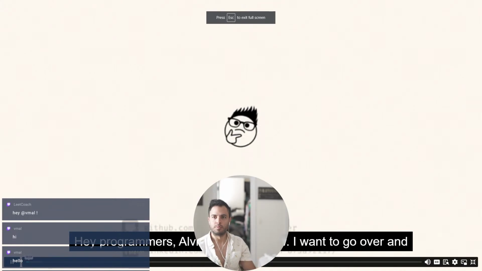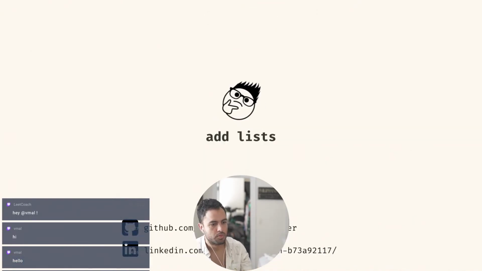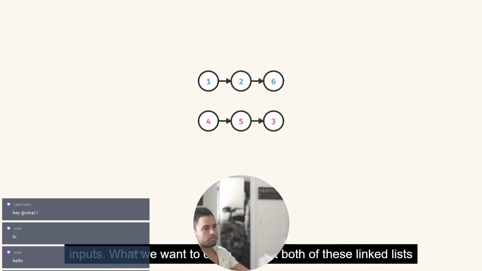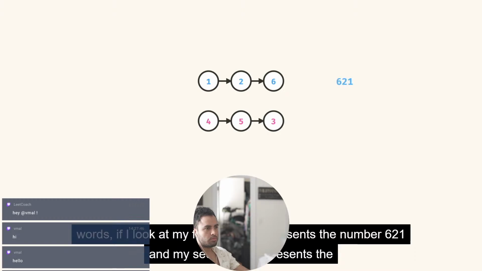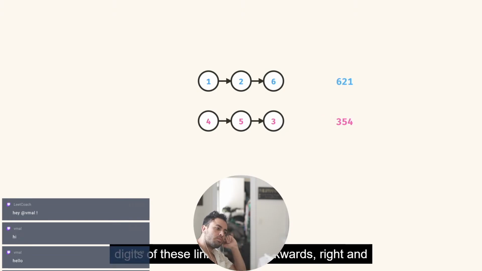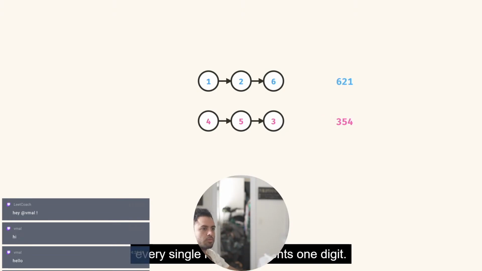Hey programmers, Alvin here. Right now I want to go over an approach we can use for this add list problem. So in this problem, we're going to take in 2 linked lists as inputs. What we want to do is interpret both of these linked lists as if they're numbers, but in reverse order. In other words, my first list represents the number 621, and my second list represents the number 354. Notice that I read the digits of these linked lists backwards, and every single node represents 1 digit.